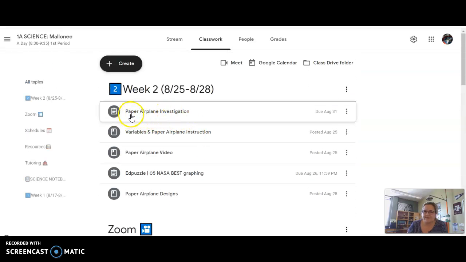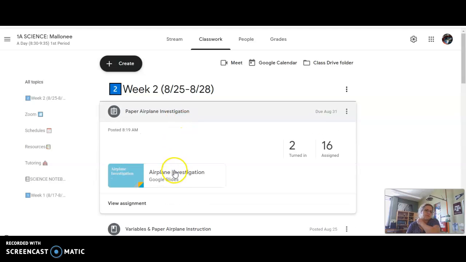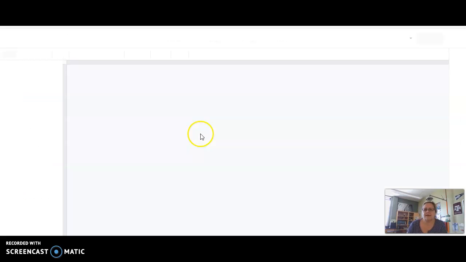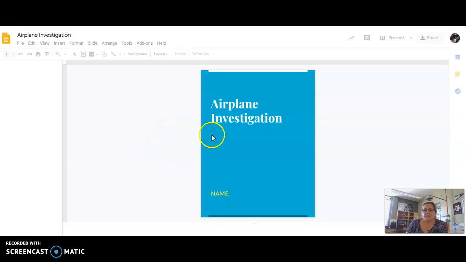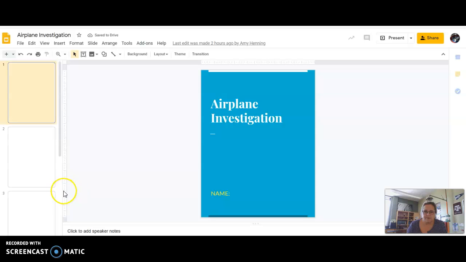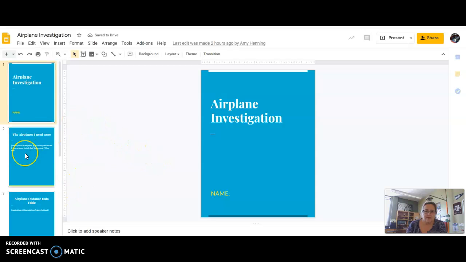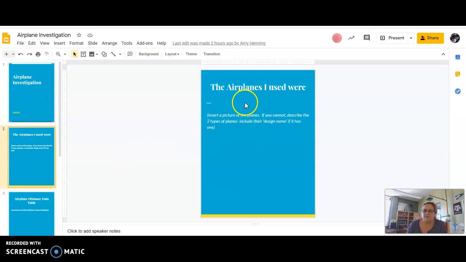Okay, so our thing for today was the airplane investigation. And you've got a copy of this Google slide, and you're going to insert your information. Okay, so when it decides to load, come on now. Okay. So on the first, I obviously put your name, but on the first slide, it's telling you to put a picture of your airplanes.